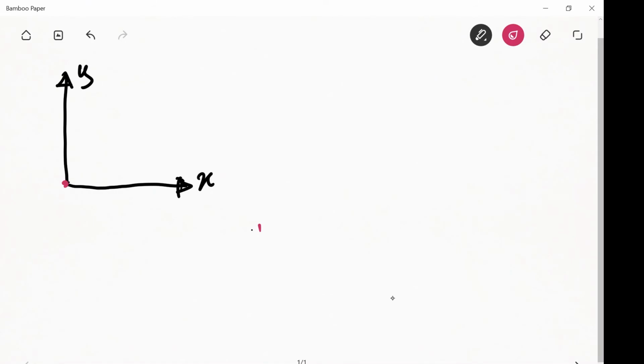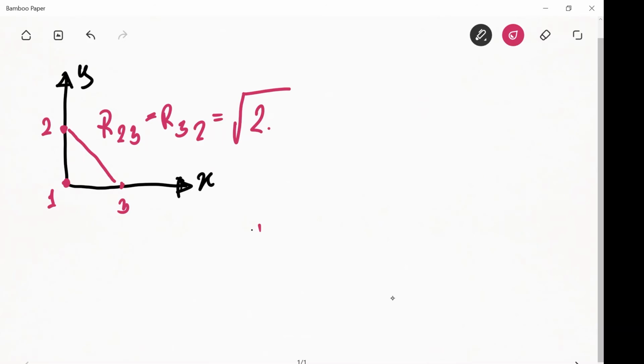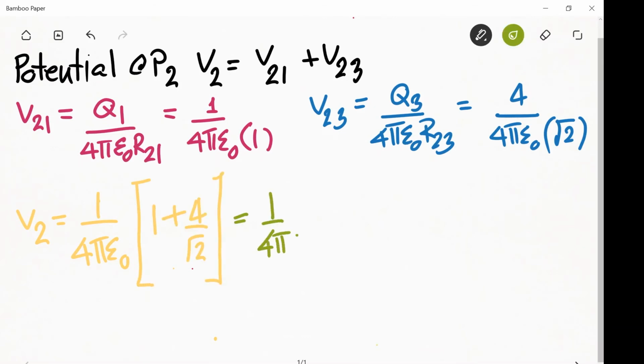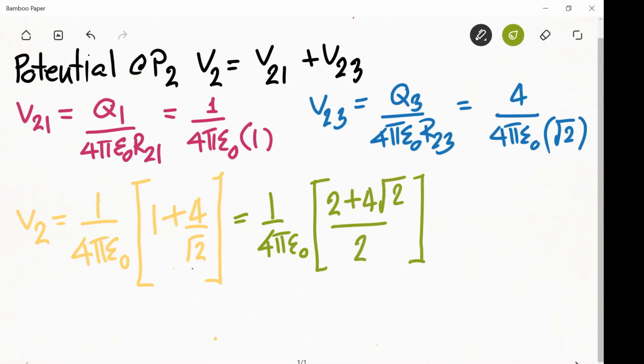Here we can see that the distance from 2 to 3 is the same as the distance from 3 to 2, and it is equal to the square root of 2. So we get this equation for V23. So we have V21 and V23 like this. Okay, so we add them together, and we will get this as the result.